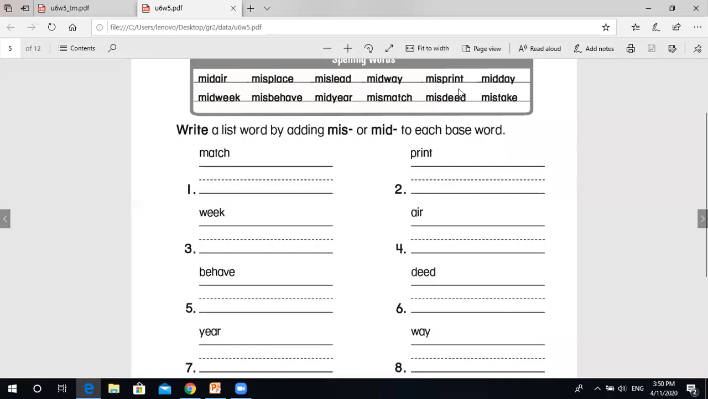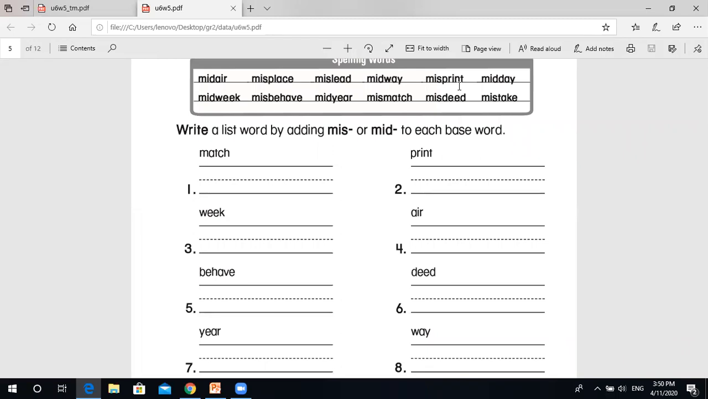Now let's open your Readers and Writers notebook on page 533.